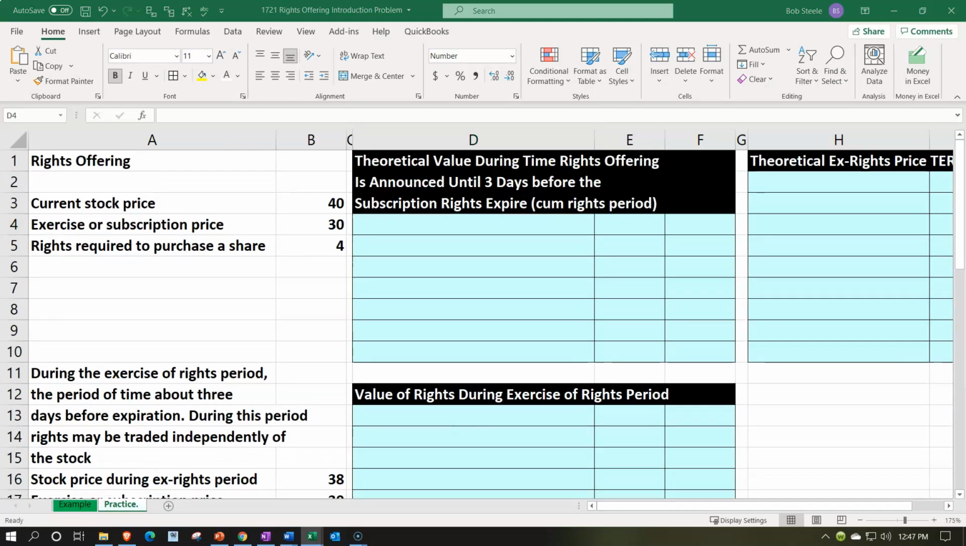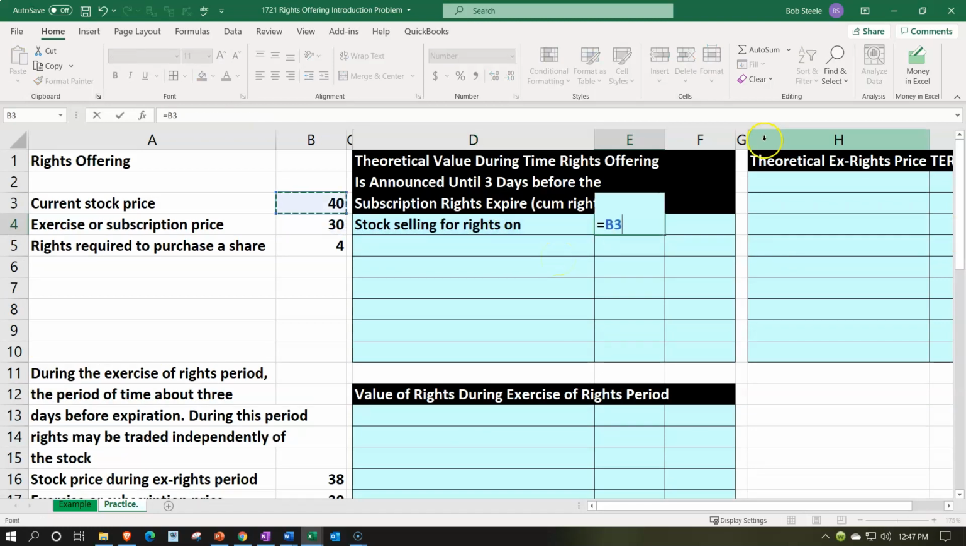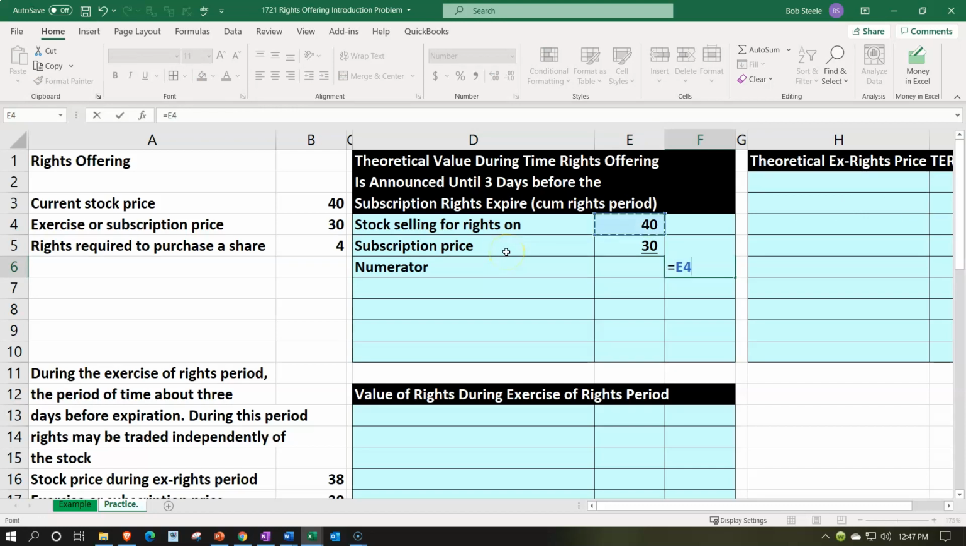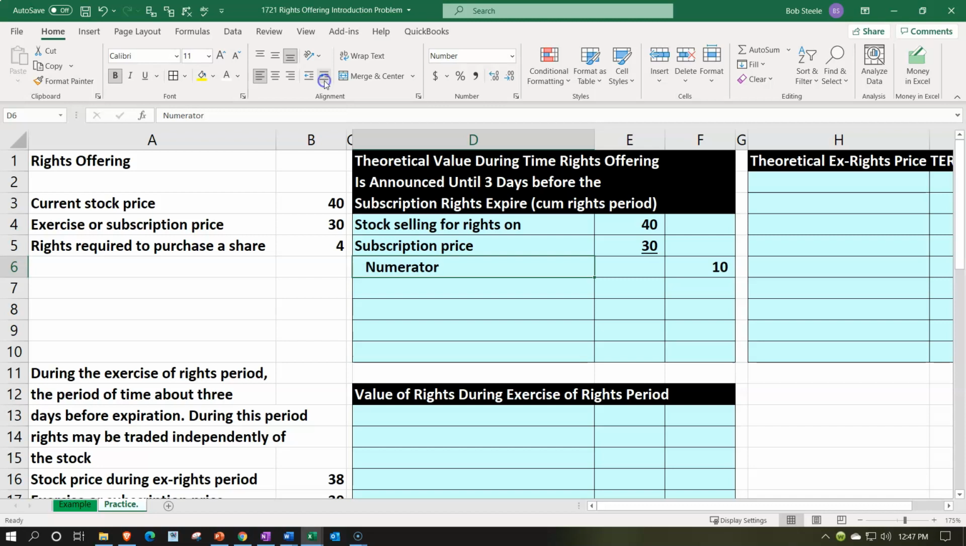So let's go back up top, and we're going to say, all right, the stock is selling for the current price of 40. We're going to say the subscription price is, as we said, 30. So if they give us the 4 rights, then we're at the discounted price of 30. Underlining that, that's going to be the numerator of our calculation. That'll be the numerator, which is going to be equal to the 40 minus the 30. I'm going to indent the numerator here. And so we have that.